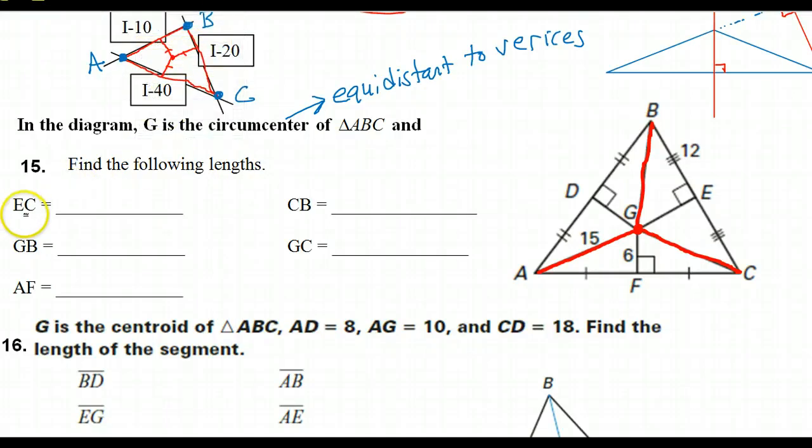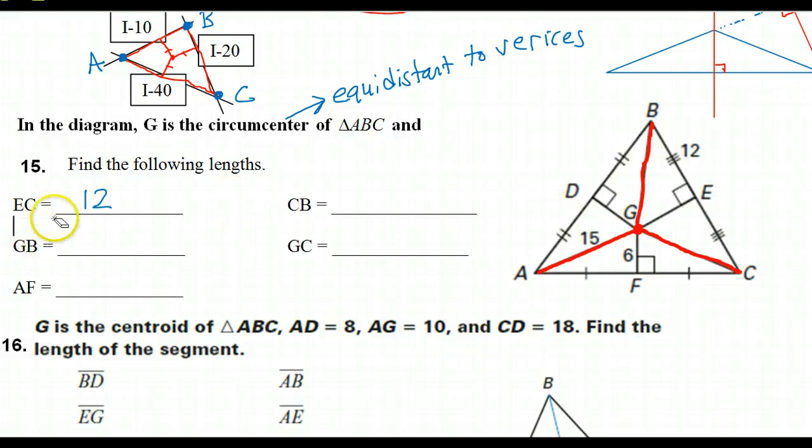Okay, EC. EC is over here. So that's what we need to find next. But that's obvious because we know that BE is 12, so this has got to be the midpoint. See how they're even marked congruent? So that means EC has got to be 12. Okay, so we did that.